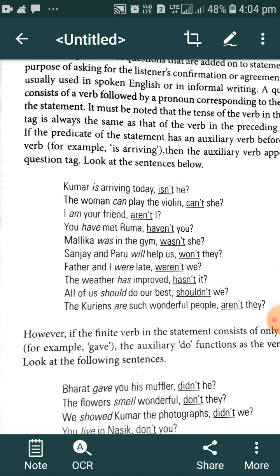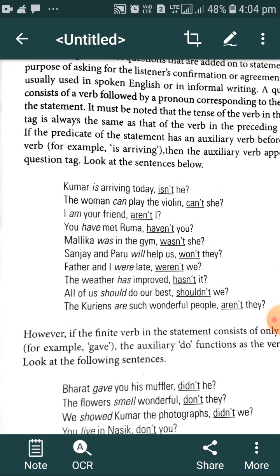Then, weather has improved. Here we have used the auxiliary verb has, and then not, since the statement is affirmative. That's why we have to add a negative question tag. All of us should do our best, shouldn't we? Here should is the auxiliary verb. That's why we have should there. All of us means we have ourselves there. We are considering ourselves, meaning I am also there. That's why here we have to use the first person pronoun, and all of us means we have to use we, the first person plural pronoun.